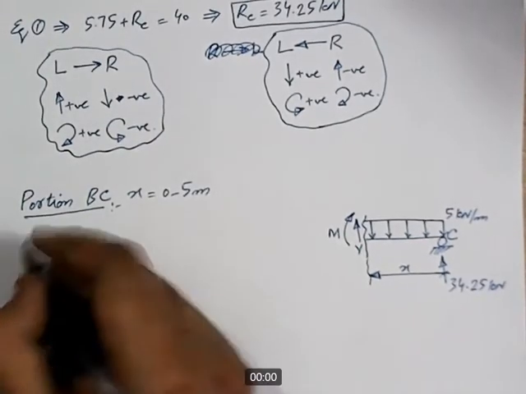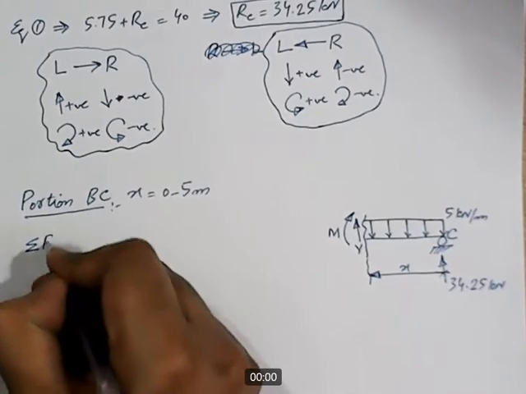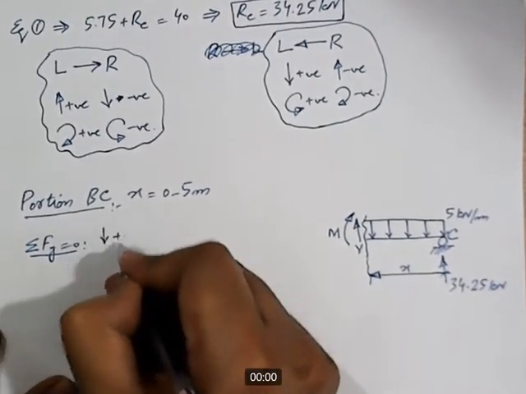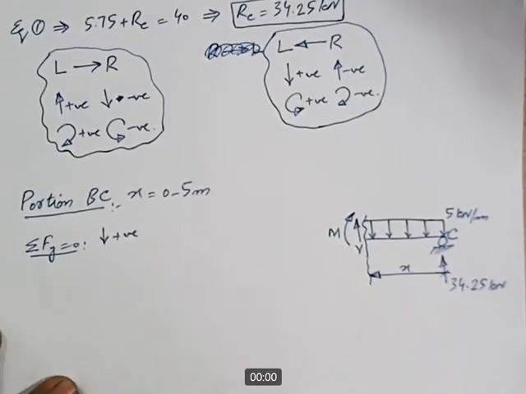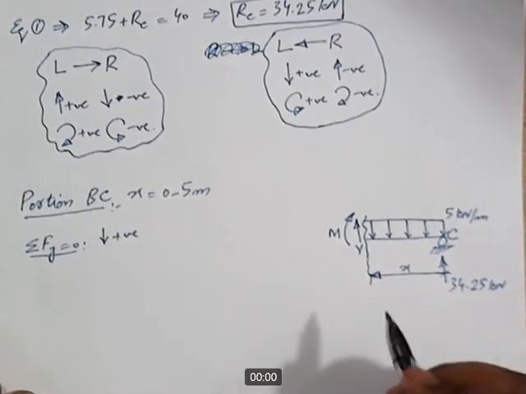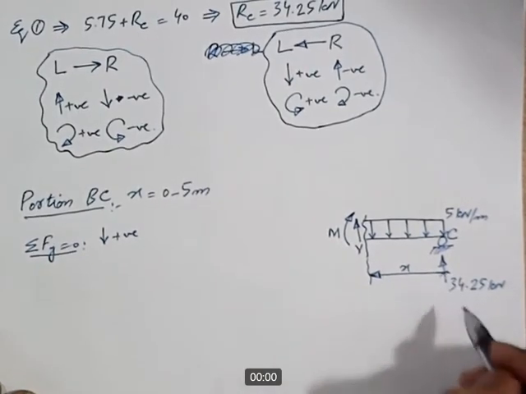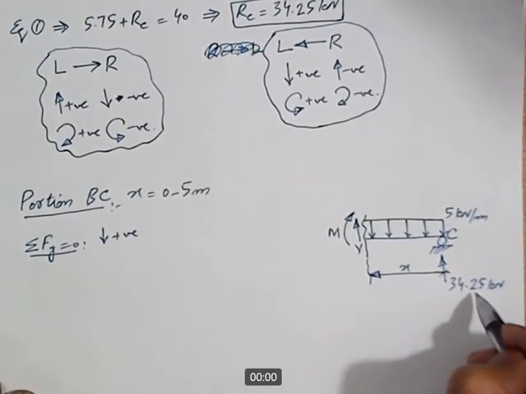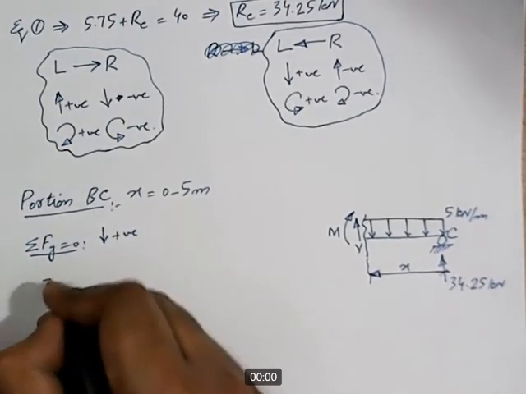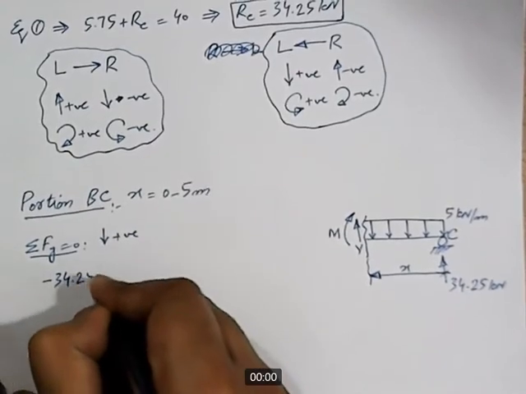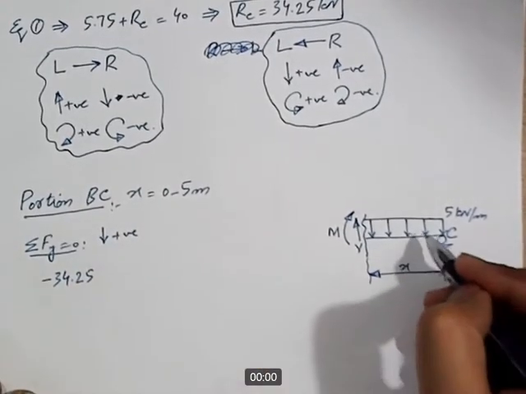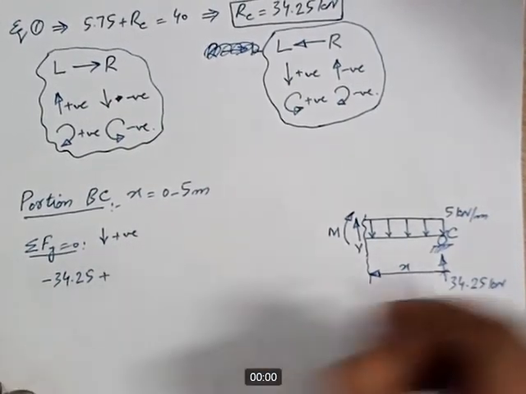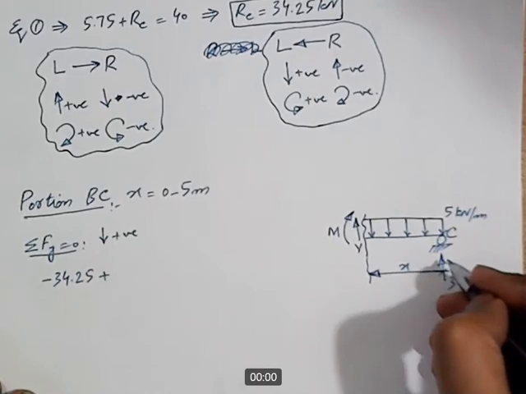So first, for shear, sigma Fy equal to 0, with the convention downward forces as positive. Okay, so if I start from this side, the first vertical force is 34.25 kilonewton, and it is acting in the upward direction. So minus 34.25, and then this UDL is acting in the downward direction, so it will be taken as positive. And how much is the resultant of this UDL?